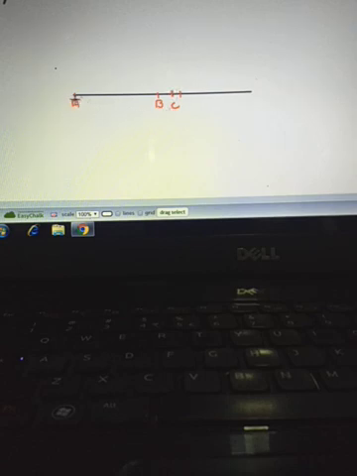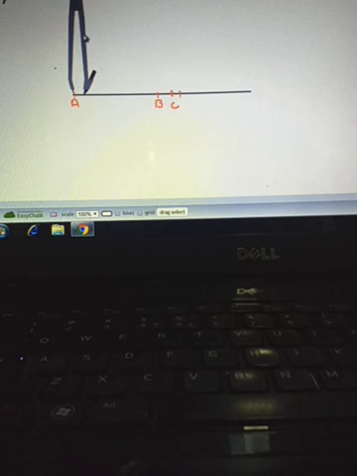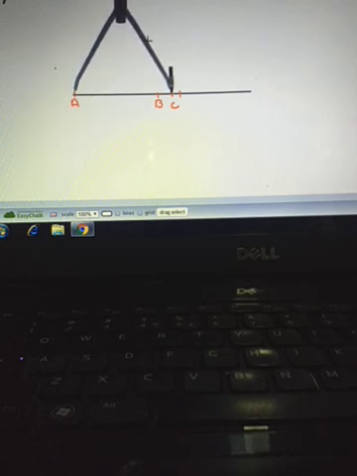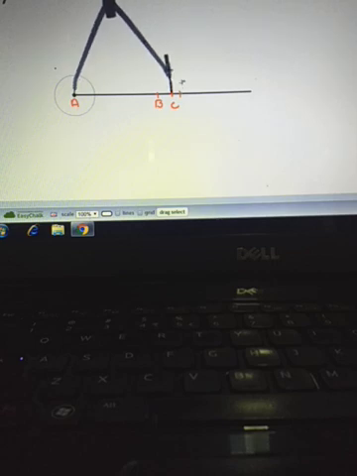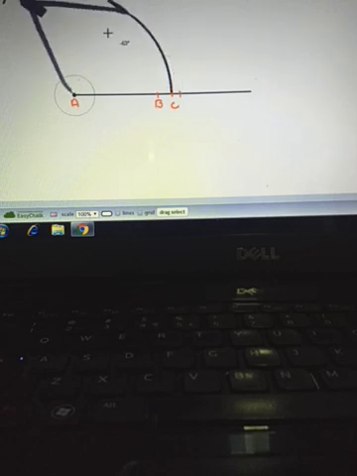You know the method for this. For bisecting AC, I need a compass. See, the compass tip I place at A, and then the pencil tip I take to C. And now, taking A as center and AC as radius, I'll be drawing an arc. Just see, above and below.